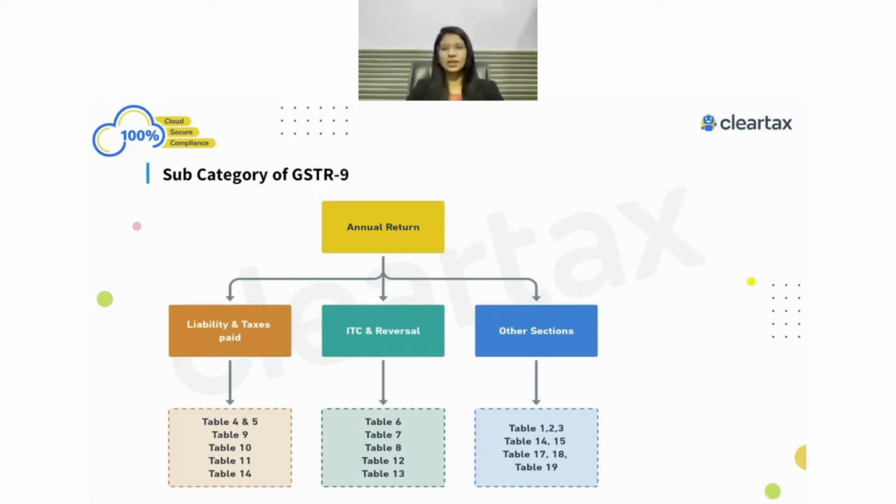We'll also talk especially about table 8, where there is document-level information which we get in table number 8A. How exactly we have to show that information too. We are going to cover all of that in today's session.